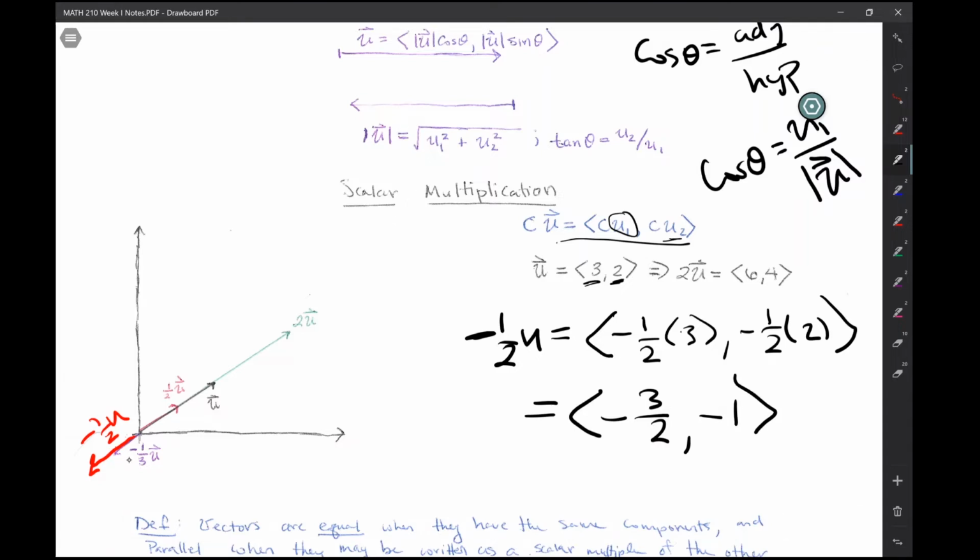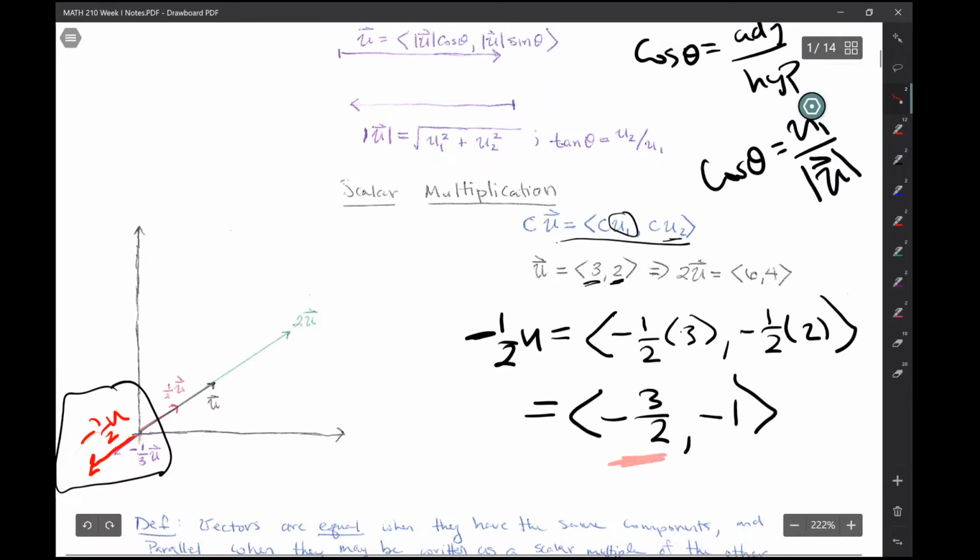So now this vector here is minus 1/2 u. We drew it that way. And it would have an x component here. The x component would be minus 3/2. So its x component will have a length of minus 1.5. And the y component, which is right here, is going to be minus 1. And that makes sense since this vector is pointing to the left and pointing down.